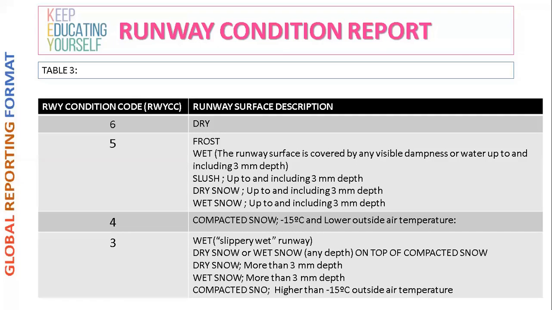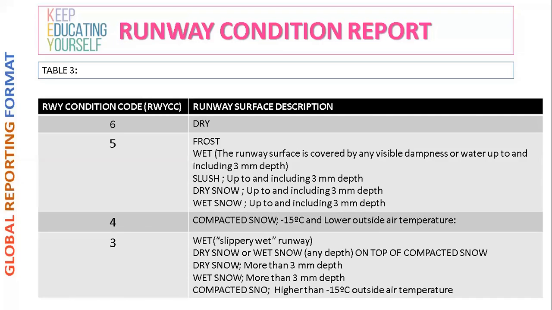6 means perfectly okay condition. And as we are going down, 6, 5, 4, 3, it means that it's now dangerous. It's not safe. Now see the second element, that is contaminant: dry snow or wet snow, any depth, which is on top of a compacted snow. Simply you put runway condition code 3.